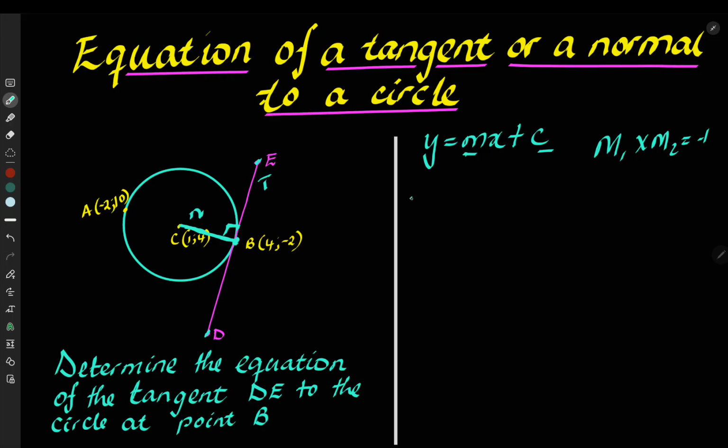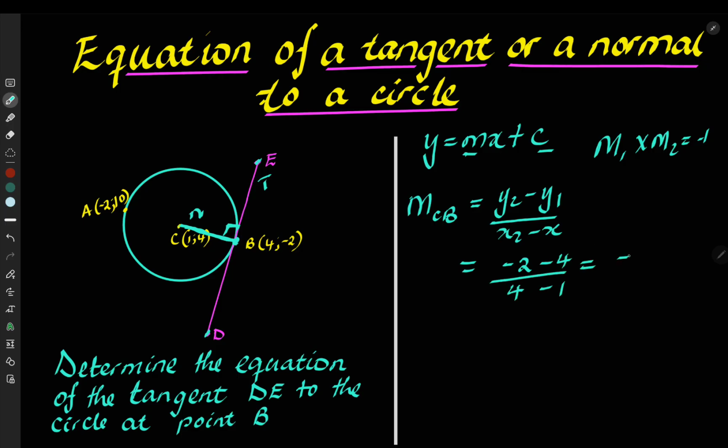So in this case, we can determine the gradient CB, small letter m, which will be equal to y2 minus y1 divided by x2 minus x1. And in this case, that will be negative 2 minus 4 divided by 4 minus 1, and that will give you negative 2. So the gradient of this normal is negative 2. But we don't want the gradient of the normal. We want the gradient of a tangent. So the gradient of a tangent will be an inverse of that, so that will be a half. So the gradient of the line DE will be equal to a half.